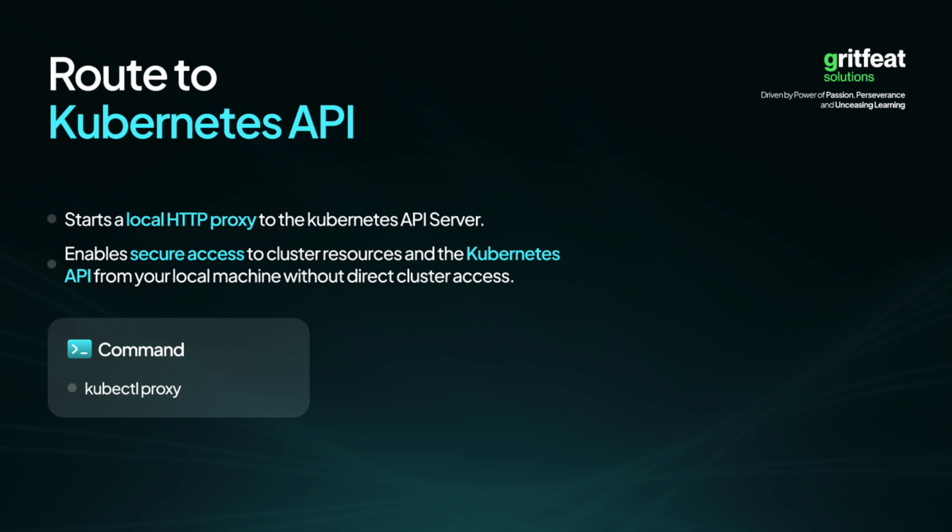Once executed, this command will keep running in your terminal, forwarding requests from your local machine to the Kubernetes API server. You can then open a new terminal or use your browser to interact with the cluster via the proxy address. So, whenever you need a convenient and secure way to route traffic to your Kubernetes API from your local environment, kubectl proxy is the command you are looking for.